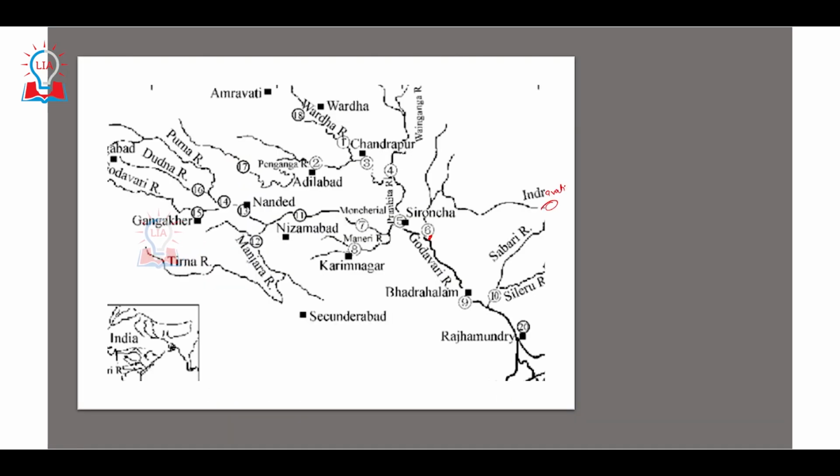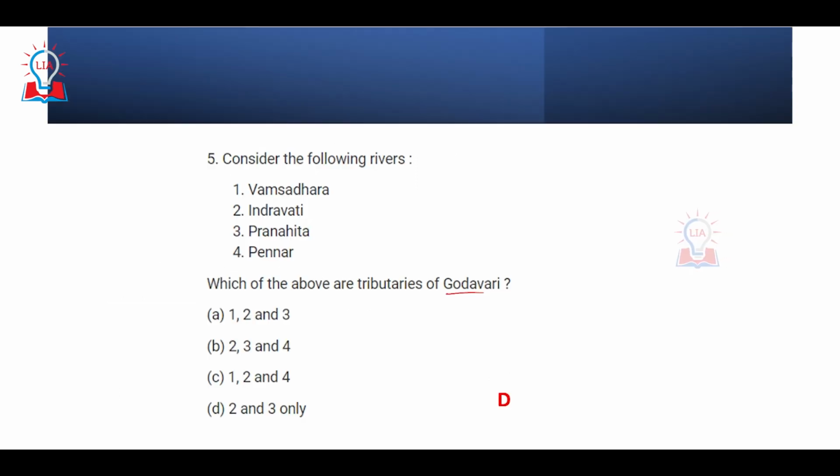Second we have Pranhita. Pranhita actually is also a tributary of Godavari, because we have three rivers: the Penganga River, the Wardha River, and the Wainganga River. These three rivers join together to form what we call the Pranhita River, and finally it is the Pranhita River that goes and meets the river Godavari. So Pranhita also is a tributary of river Godavari.